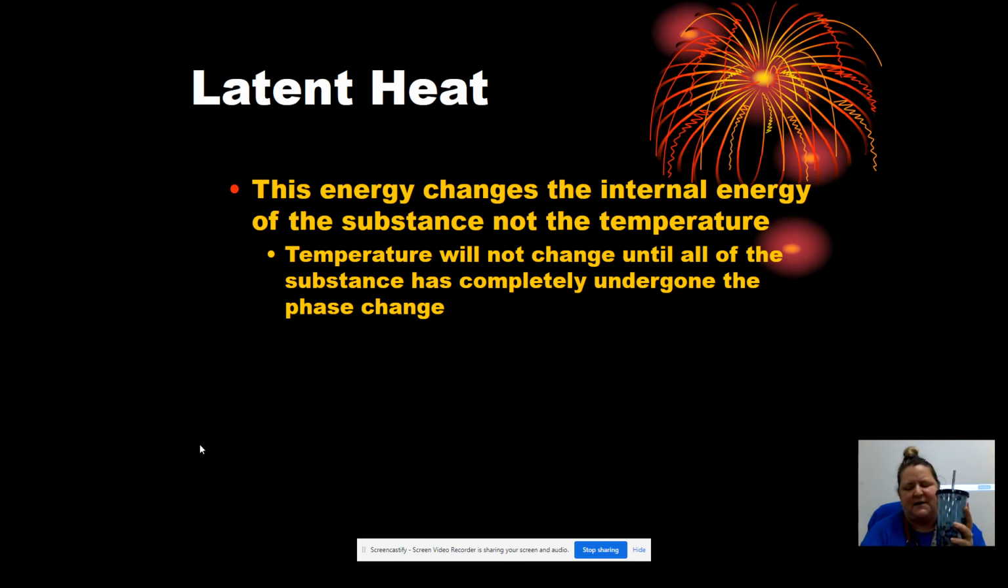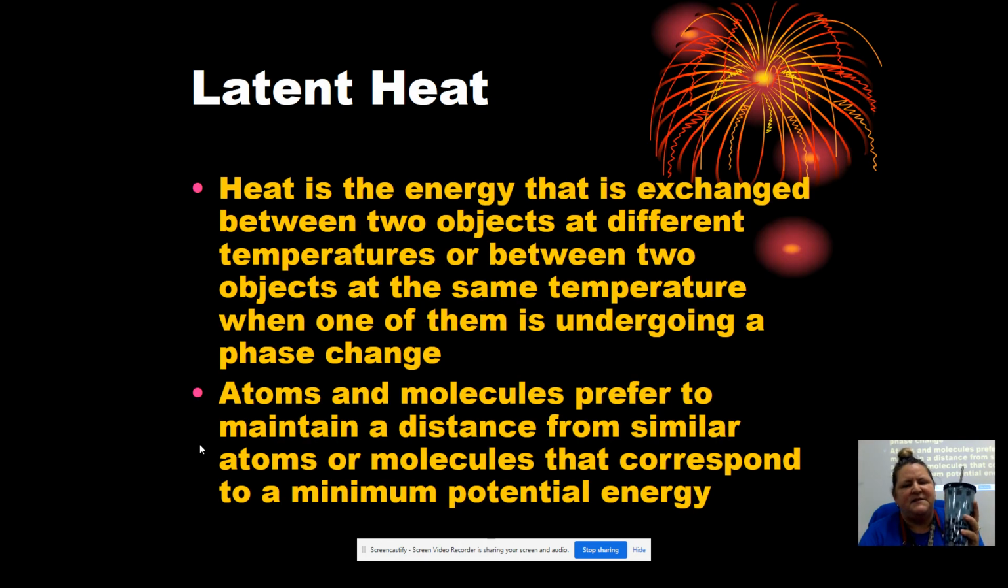Okay, think about that a second. Heat is the energy exchange between two objects at different temperatures, or between two objects of the same temperature when one of them is undergoing a phase change. Just for right now, get it in your notes and I'll try to explain it in a second.